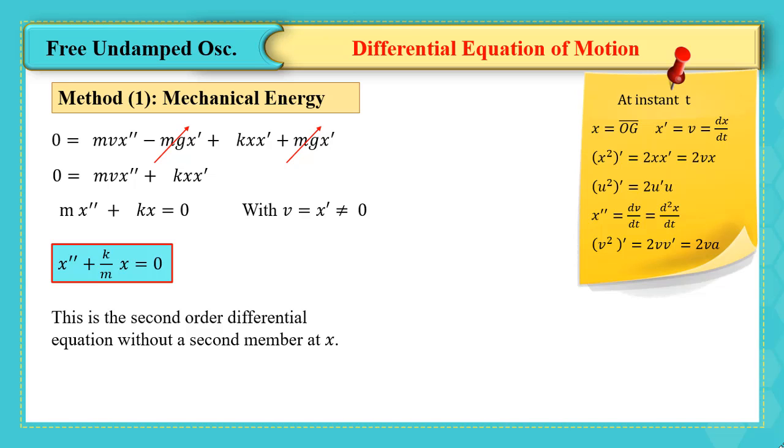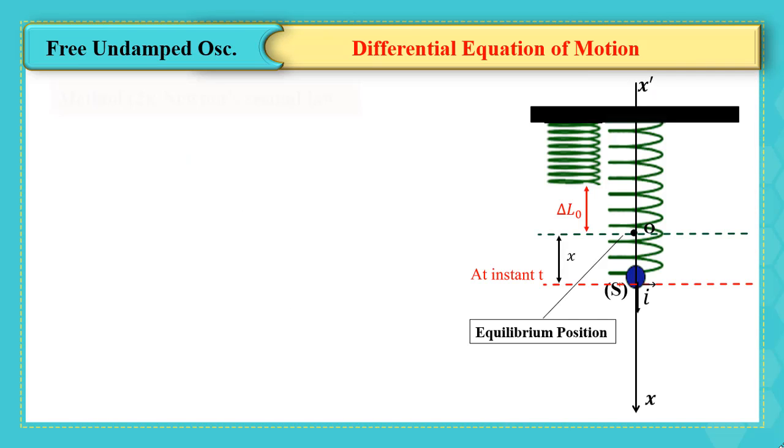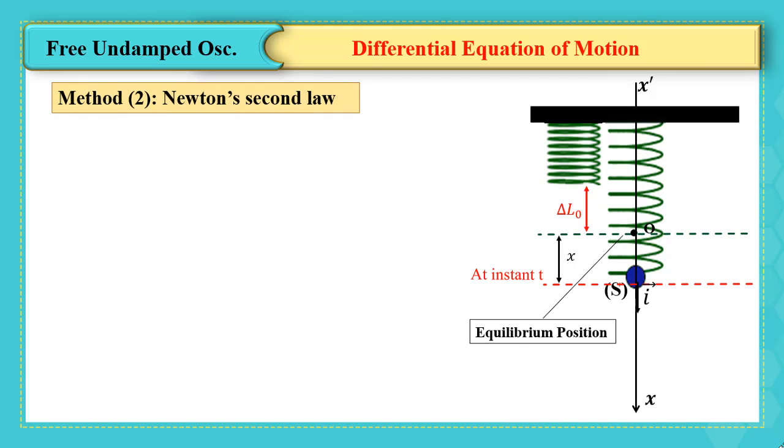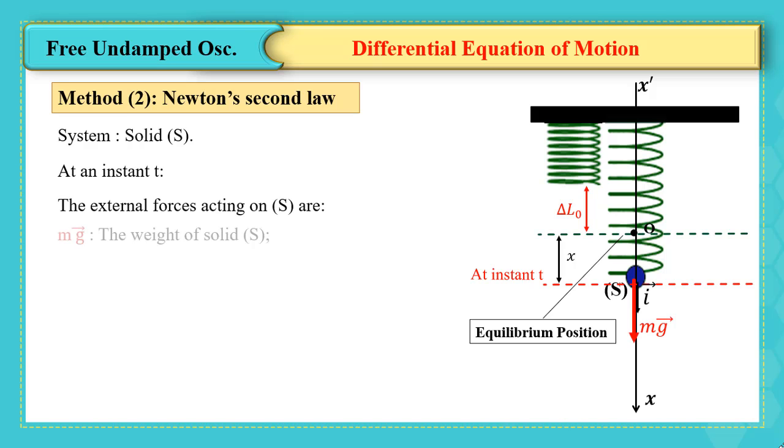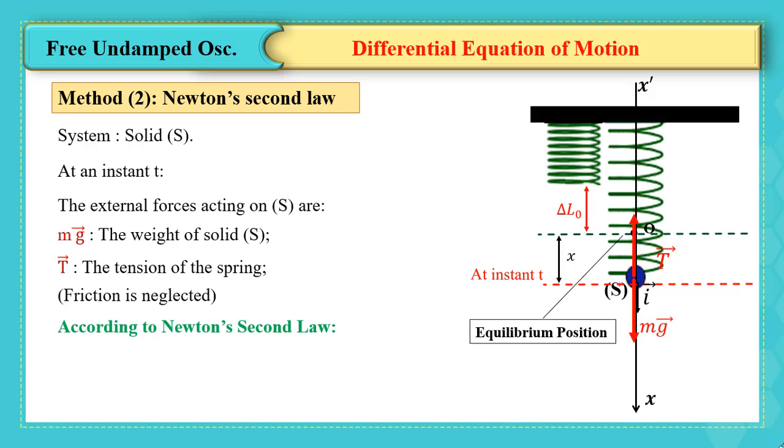Now, what is the second method? It is Newton's second law. And as usual, whenever we want to use Newton's second law, we should define the system. And here it is, a solid S. The external forces acting on S are its weight, mg, and the tension T, where friction is neglected. So according to Newton's second law, we have the sum of forces equals m a vector. Then we write mg vector plus tension T vector equals m a vector.